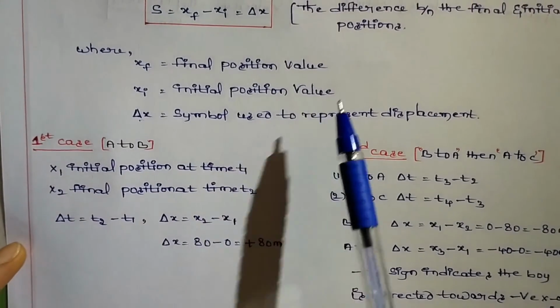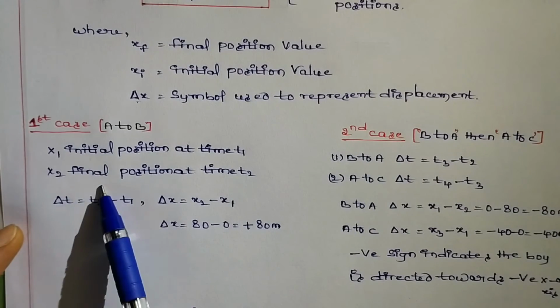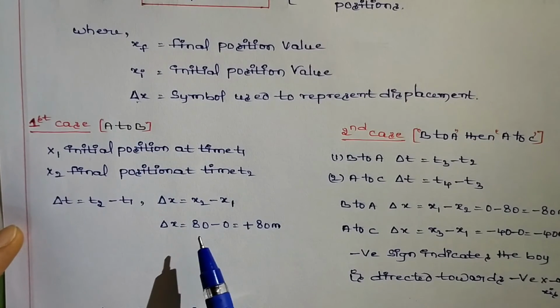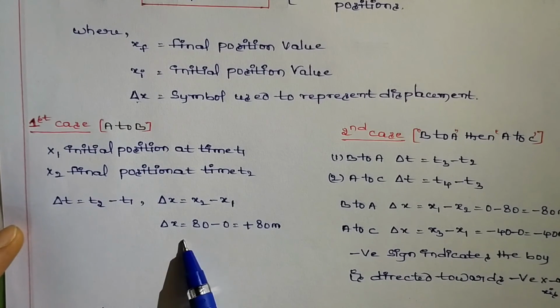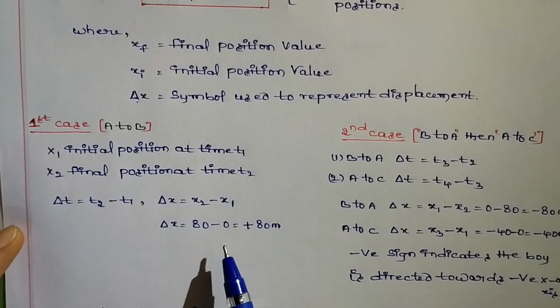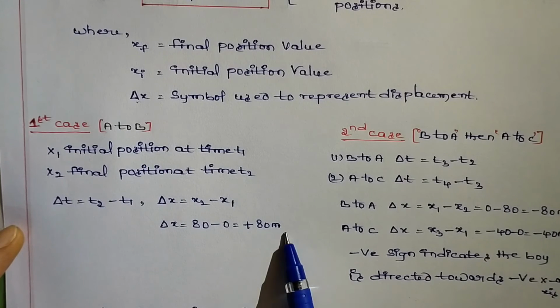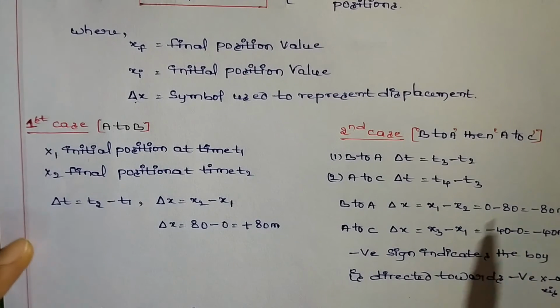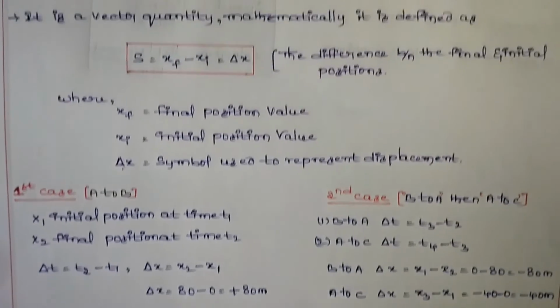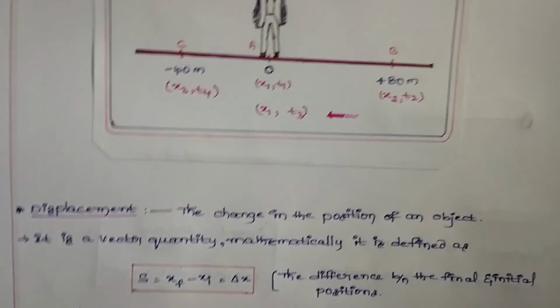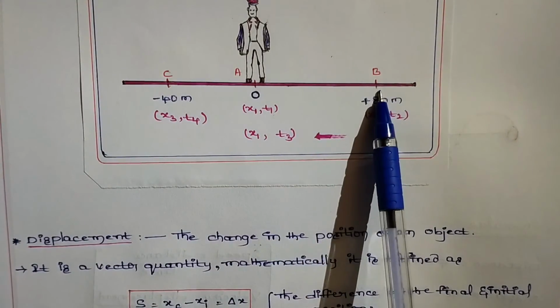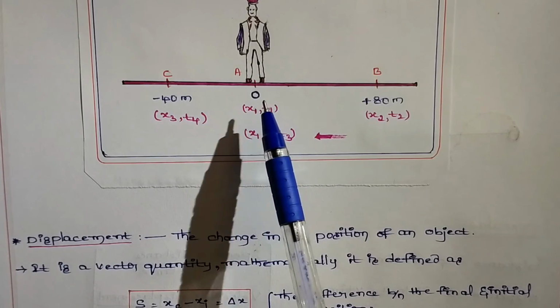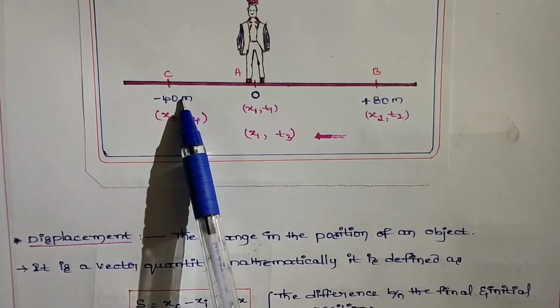Here from A to B, we get the change in position, that is displacement. We got 80 meters here. In the second case, he moves back from B to A. Then from A to C.